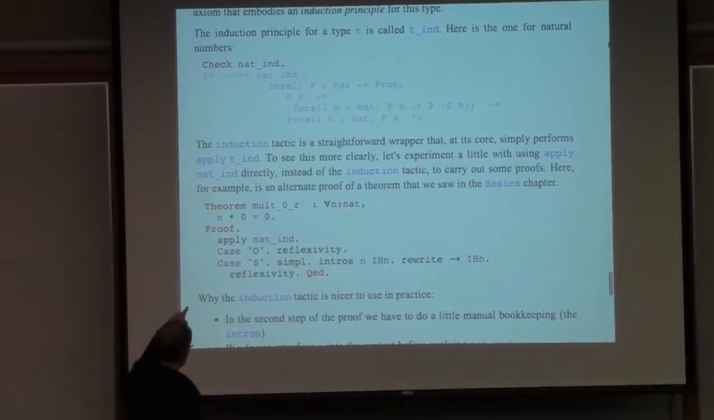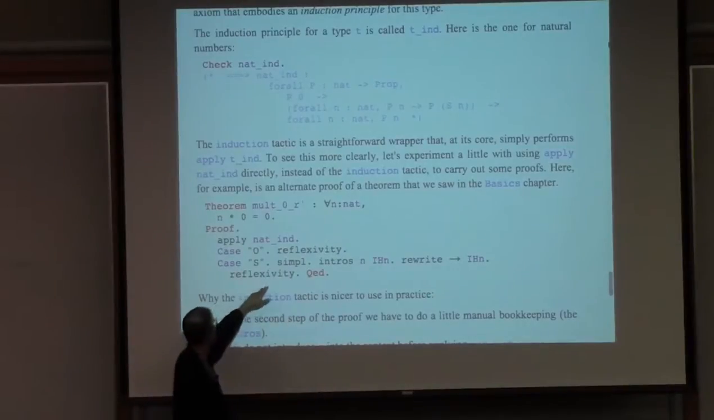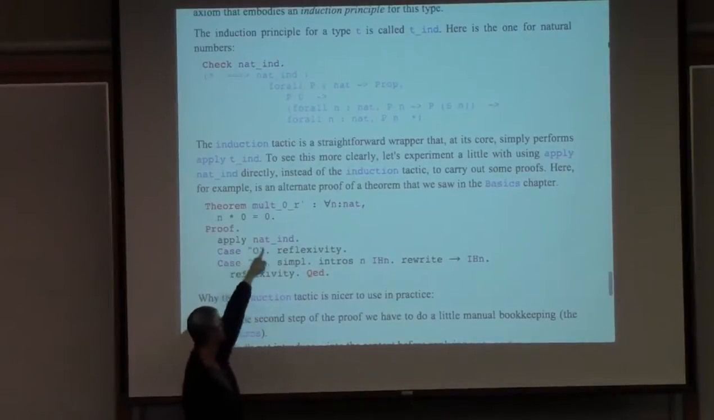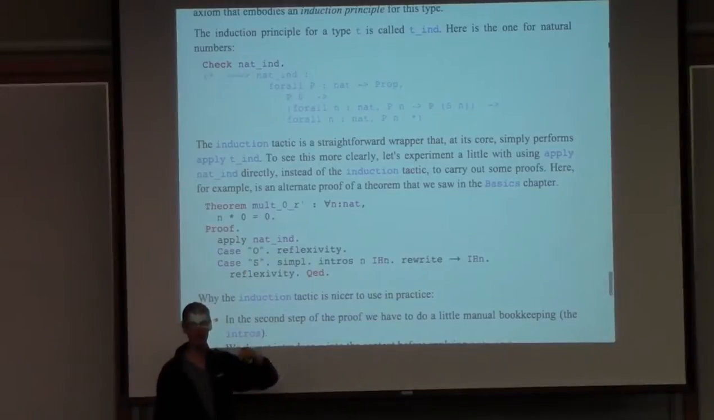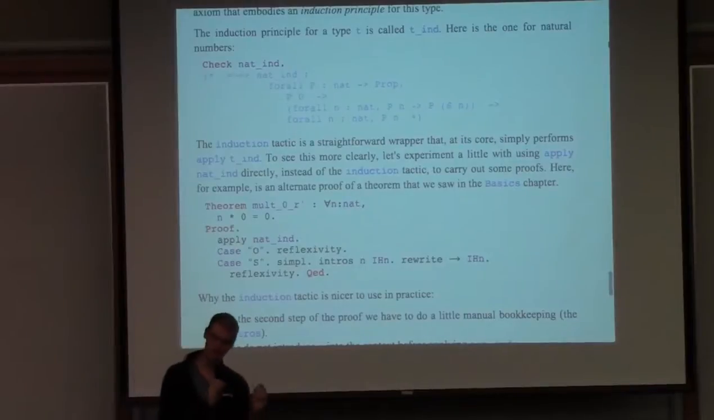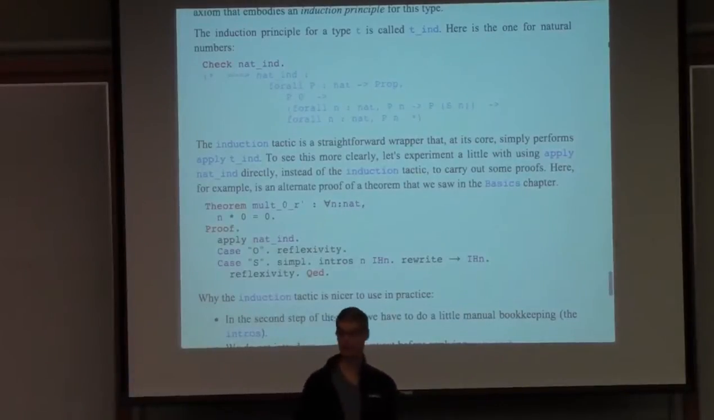So this proof illustrates that by proving a simple fact about multiplication without using the induction tactic, simply by doing apply nat_ind. And if you work through this proof, you'll see that it's slightly different. It differs in a few details because nat_ind is slightly lower level than the induction tactic. But basically, it's exactly the same thing going on.